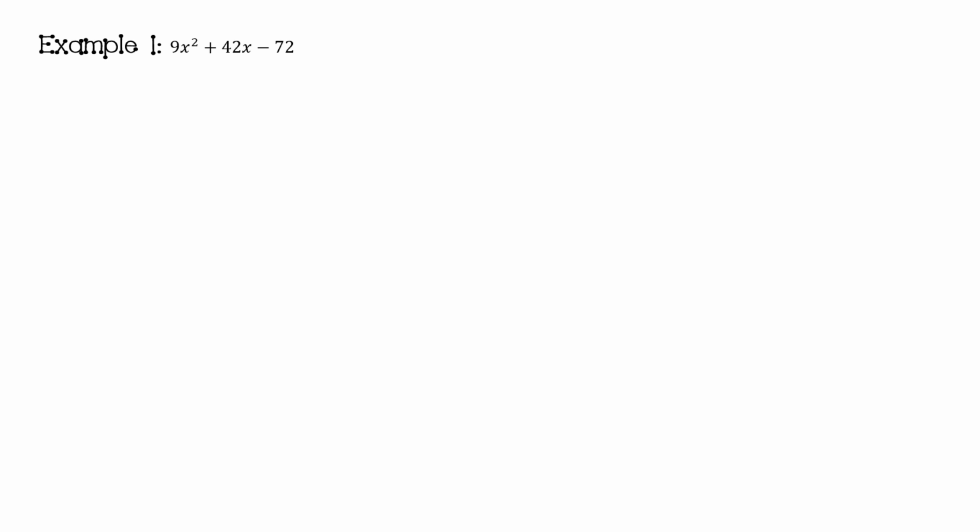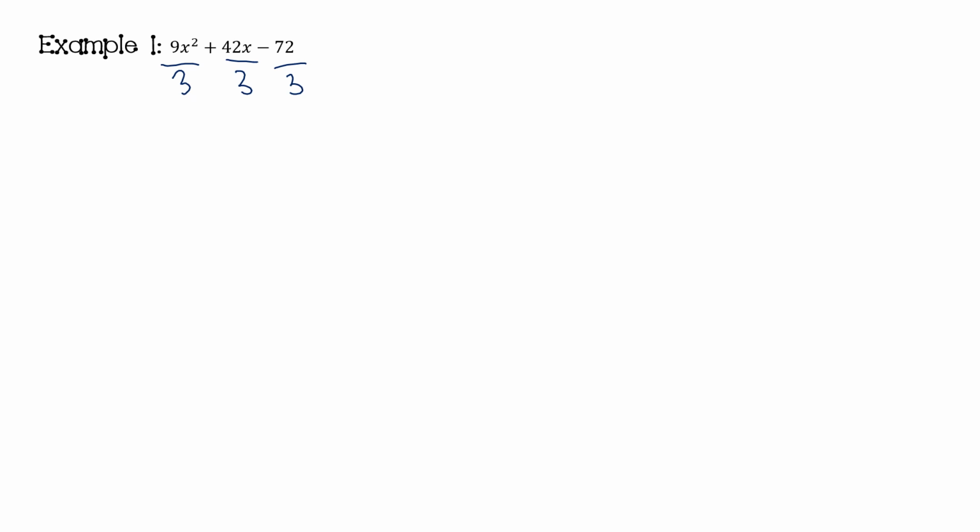So you can divide 9 by 9. Can you divide 42 by 9? And can you divide 72 by 9? Well, 9 doesn't go into 42, okay? So then what's the next biggest number that 9 would be divisible by? And that would be 3. And when you check, all of these terms are divisible by 3. So that means that 3 is my greatest common factor, and I need to divide that out of this problem.